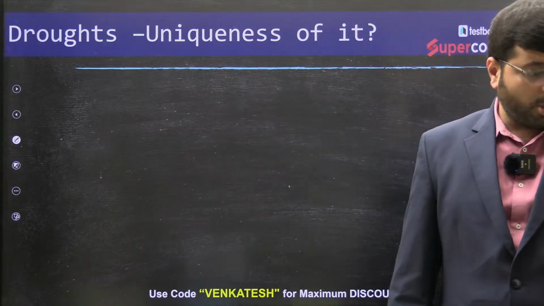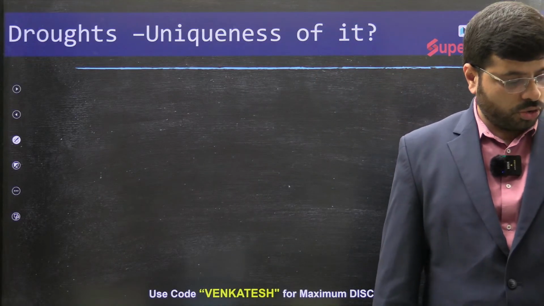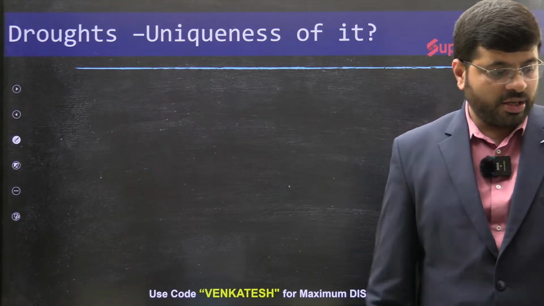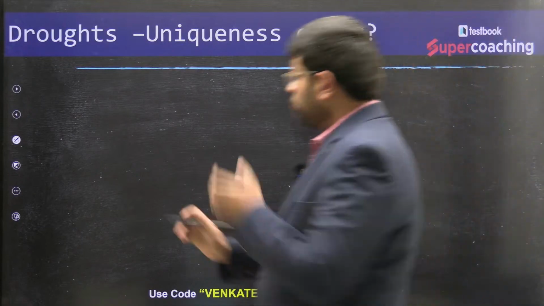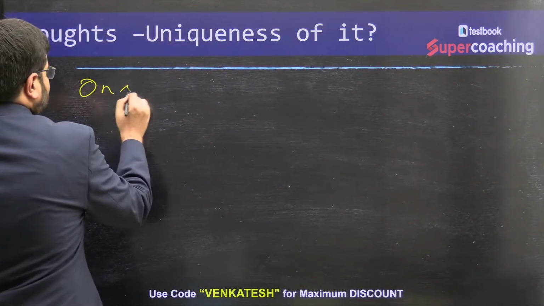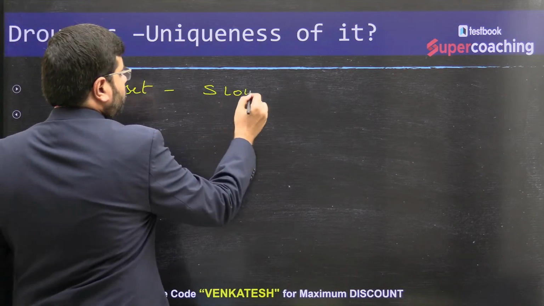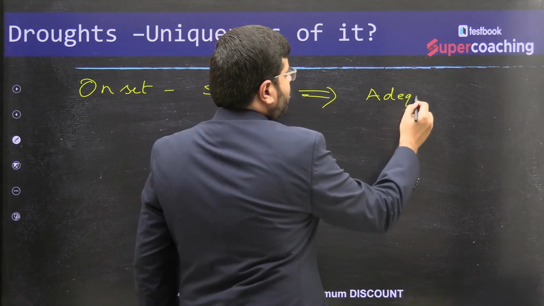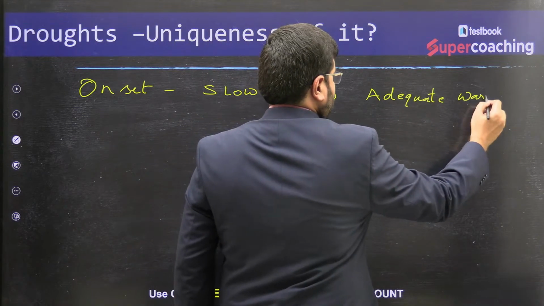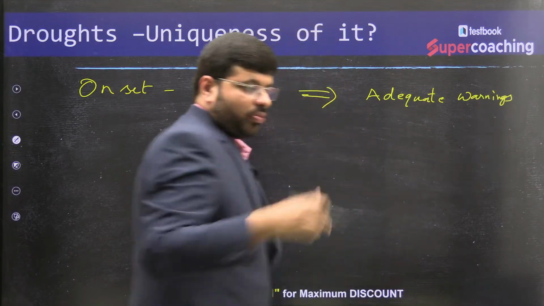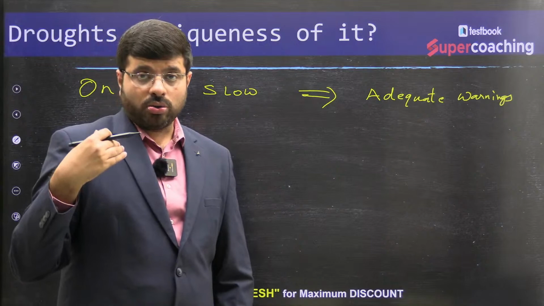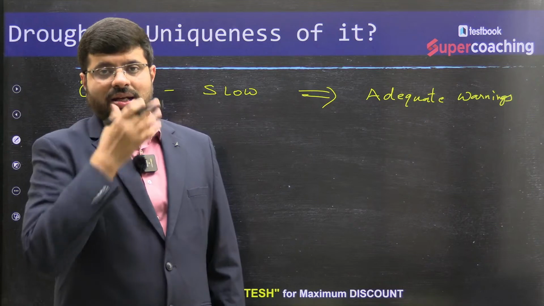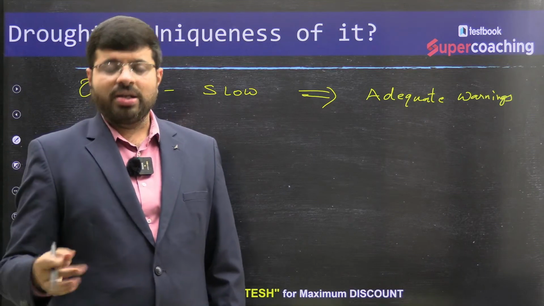For example, drought onsets are very, very slow. A conventional drought, their onset is very, very slow. So usually drought onset is slow. So what happens? That provides time for adequate warnings. When you know that the monsoon's rainfall is about not to occur in a certain district, you will know that this year this district has received only this much amount of rainfall. That is why it is drought.